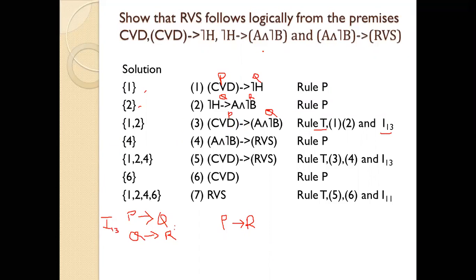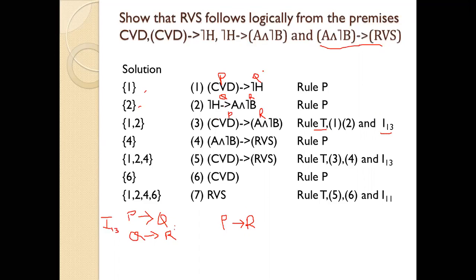Similarly, now let's take the last premise which is given to us. A and negation of B gives us, sorry, 1 minute. This gives us R. P implies R. P implies Q, Q implies R. It means P implies R. This is P implies R.